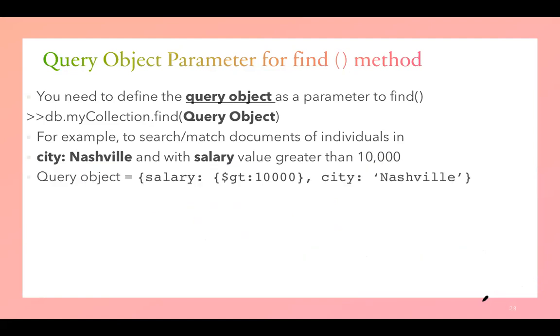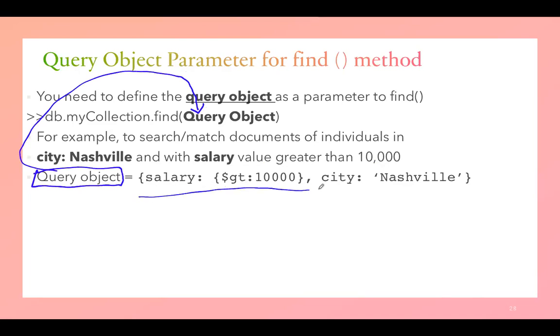And let's see the syntax. This is the syntax. So first you create the query object, and that query object needs to be passed as a parameter to this find method. What is this query object? Once again, this query object looks like another JSON object, the query object. So the object is like the JSON object.